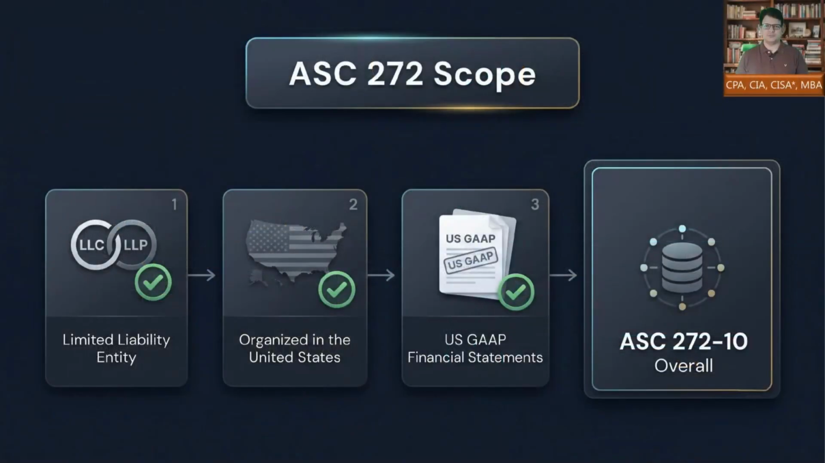The scope is narrow. ASC 272 has one subtopic, ASC 272 10 overall. It applies to limited liability entities organized in the United States that prepare financial statements under US GAAP. The main examples are limited liability companies and limited liability partnerships. So, before applying the rules, always ask three things. Is it a limited liability entity? Is it organized in the United States? And are the statements prepared under US GAAP?